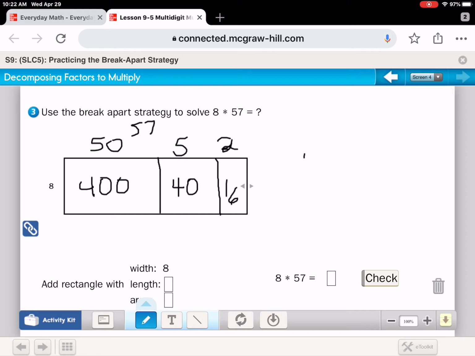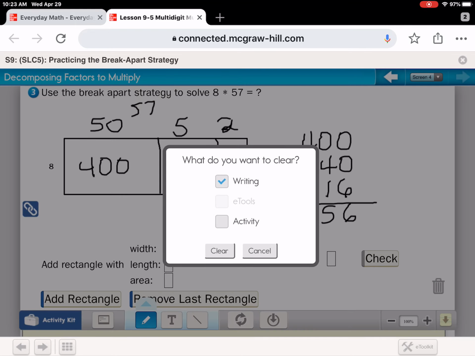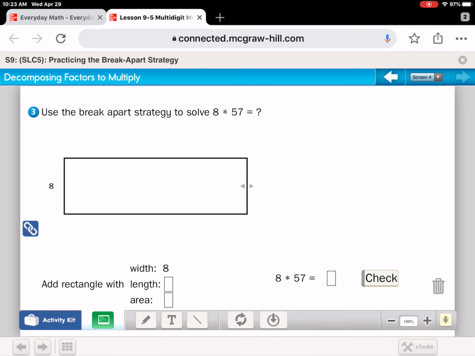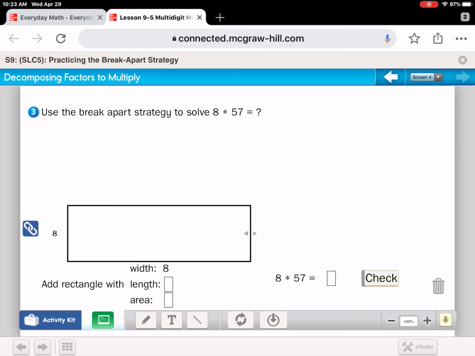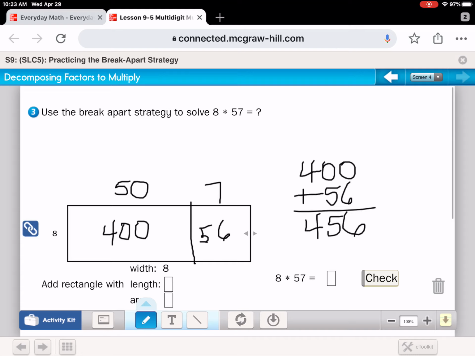So now I need to add 3 products together. 400 plus 40 plus 16 equals 456. Now, 456 would be the same answer if we started by breaking 57 into just 50 and 7. So 8 times 50 is 400. 8 times 7 is 56. And if I add those two products, I get the same answer of 456. Either way you break apart 57, you're going to come up with 456.